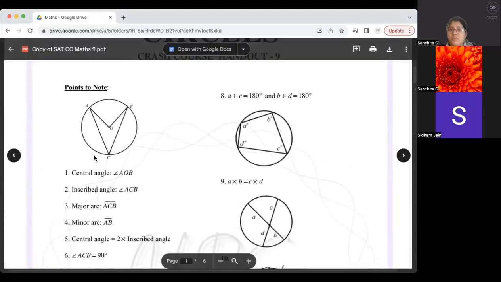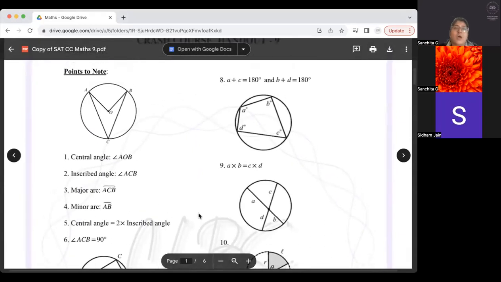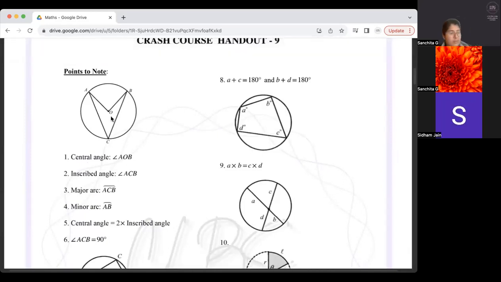So I have put the theorem over here itself for your reference. You don't have to write anything down. Point to note. First is central angle is AOB. Remember, this is my central angle. Okay? This is my central angle. And this is more than 180. Okay? Acute, obtuse. Inscribed angle is ACB, right? This is my inscribed angle. Within the figure, plane figure, 2D, 3D, we have inscribed angle.